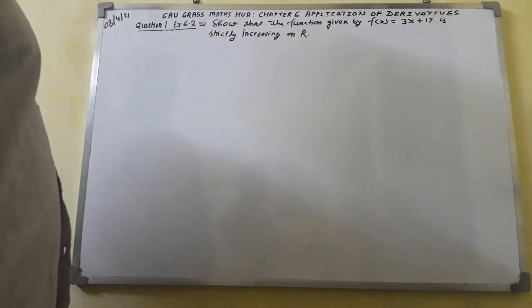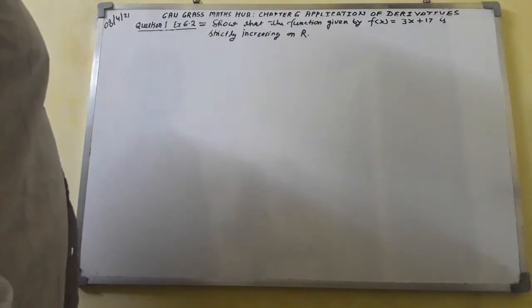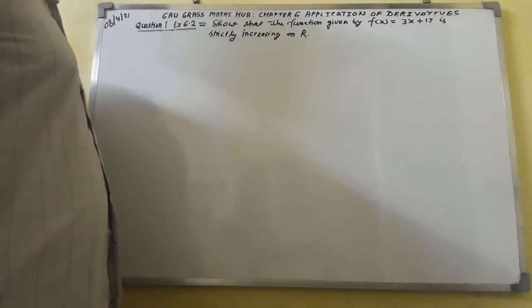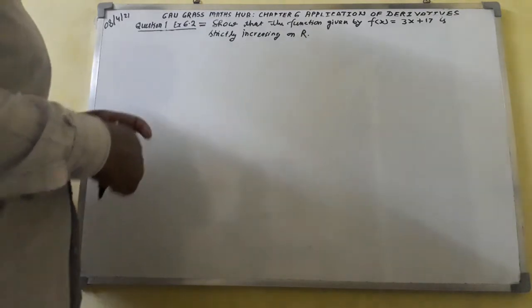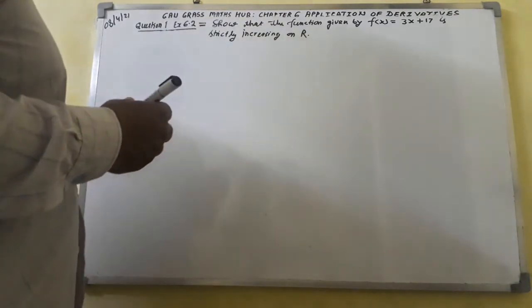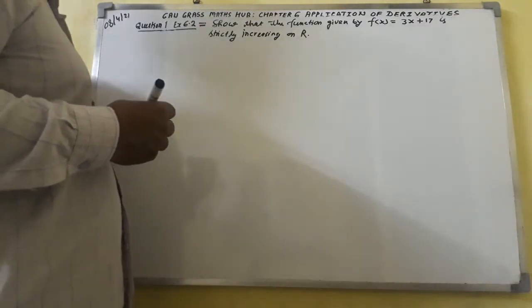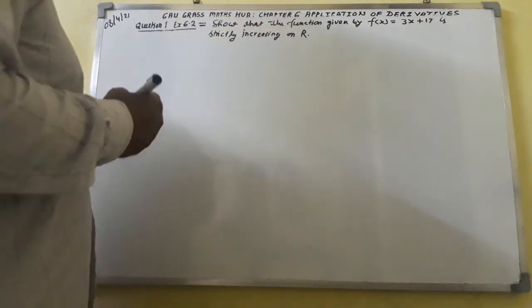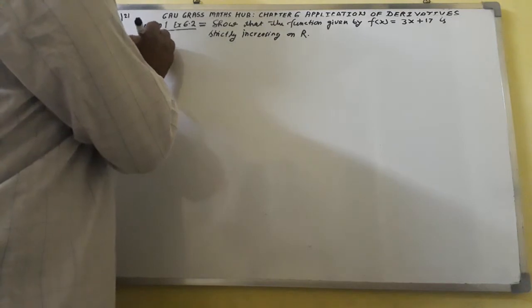I shall explain question number 1, exercise 6.2, chapter 6, application of derivative of NCERT 12 mathematics. The question is: show that the function given by f of x equal to 3x plus 17 is strictly increasing on capital R. Now come to the solution. Before proceeding towards the solution, here I shall explain the concept related to this question.